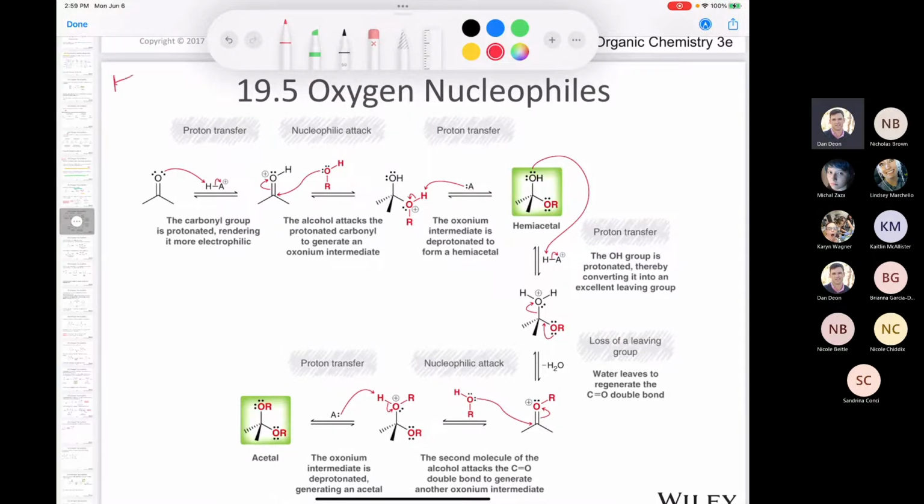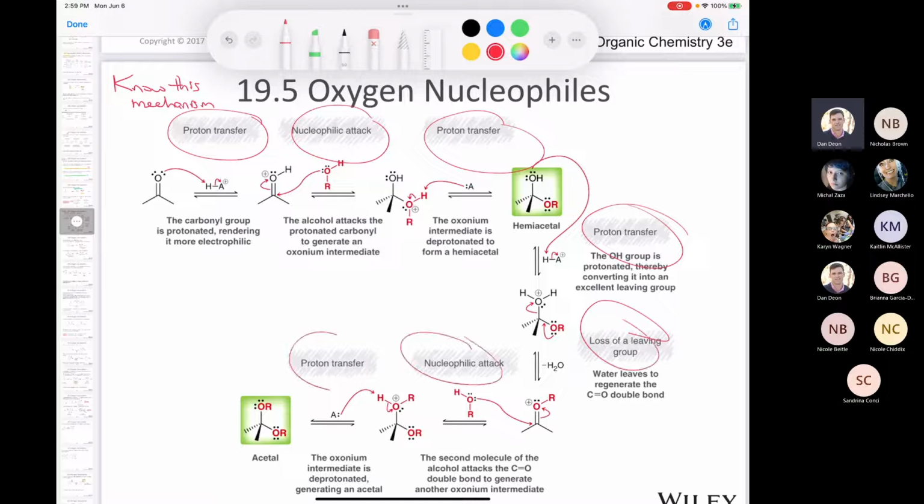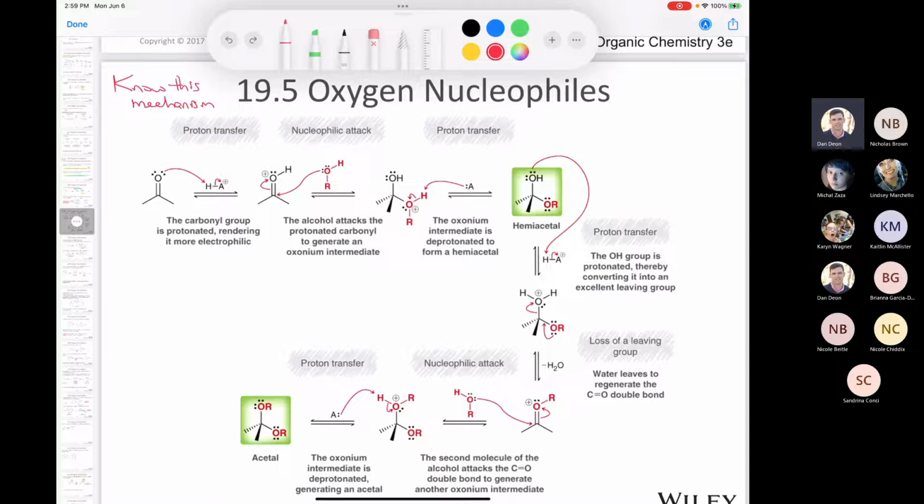I'm not going to write the word memorize. I'm going to put know this mechanism. The formation of an acetal from a carbonyl, an aldehyde or a ketone. Are you ready? And we're going to go over this one together as a group. But before we do it, there's 7 steps total, right? 1, 2, 3, 4, 5, 6, 7. Now, I don't recommend trying to memorize proton transfer, nucleophilic attack, proton transfer. I don't recommend doing that.